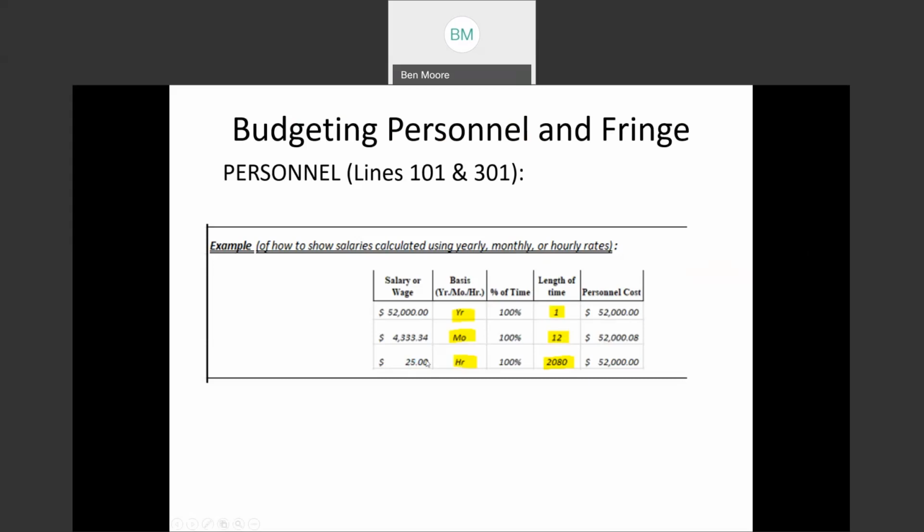And this final example is an hourly wage. You would put their hourly wage there, put it by hour as the basis, the accurate percentage of the time they're spending in this grant, and then again, typically 2,080 is the number of hours in a normal full-time year, and that would also calculate out the same cost. As you can see, if the person makes the same wage, but you just break it out in these three different manners, it will all come out the same.